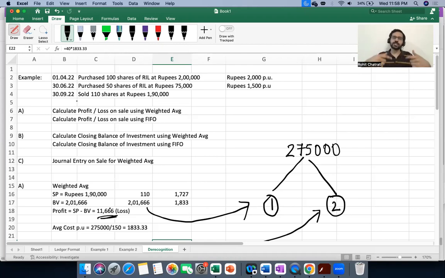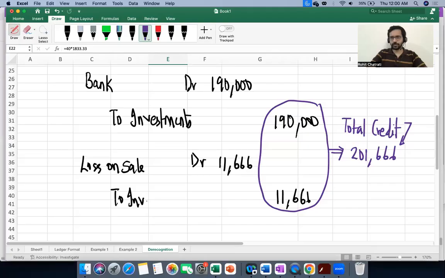All right. I will just pause the video for a second, note down that journal entry, and then bring it up on screen. So this is the journal entry that we've posted. Bank debit 1,90,000, to investments 1,90,000, loss on sale debit 11,666, to investments again 11,666.